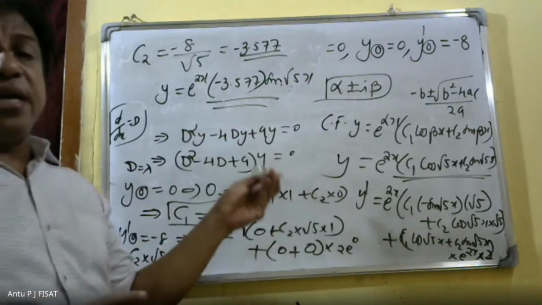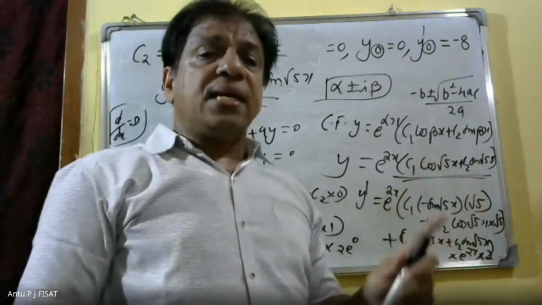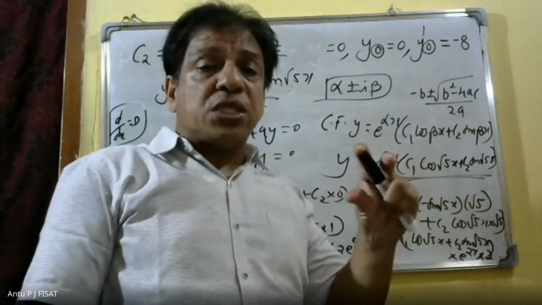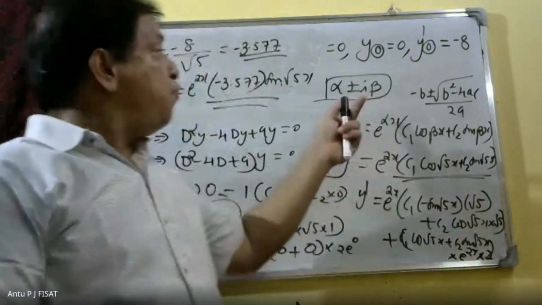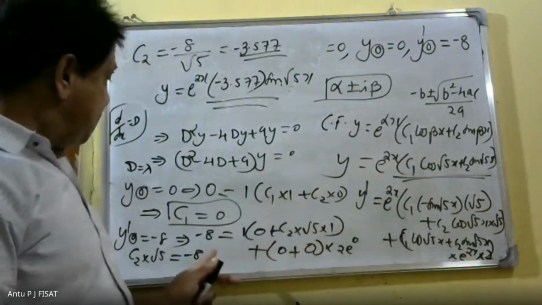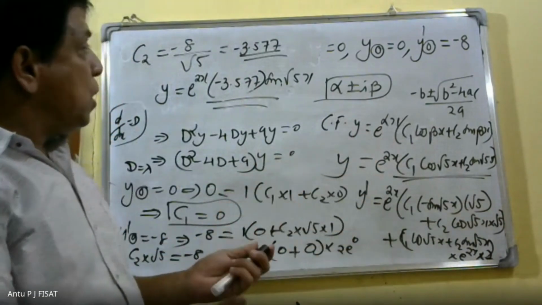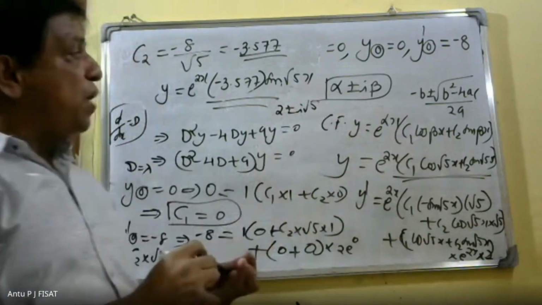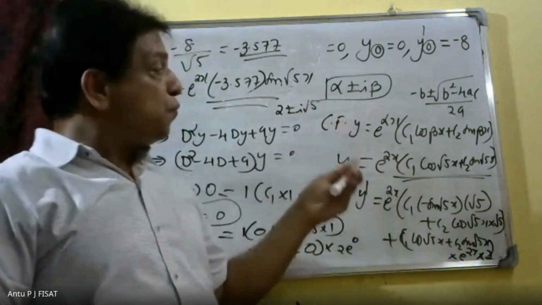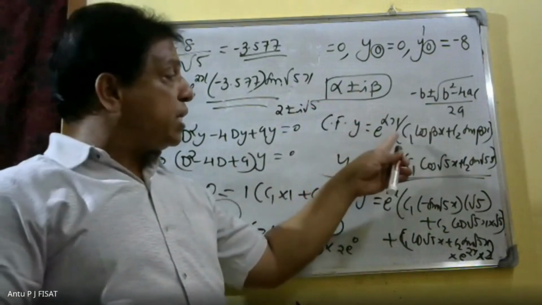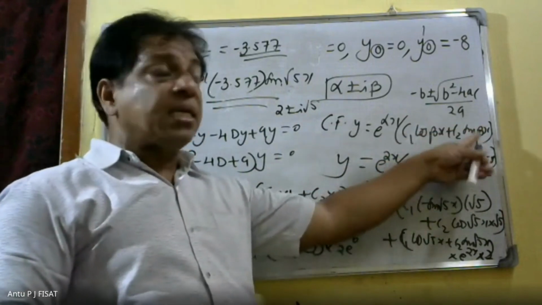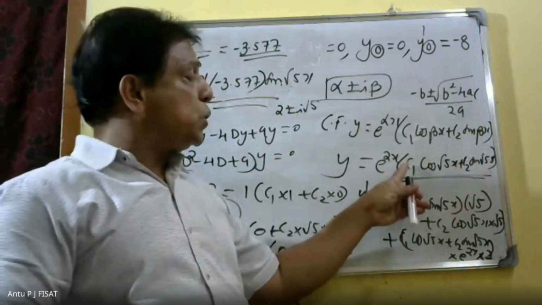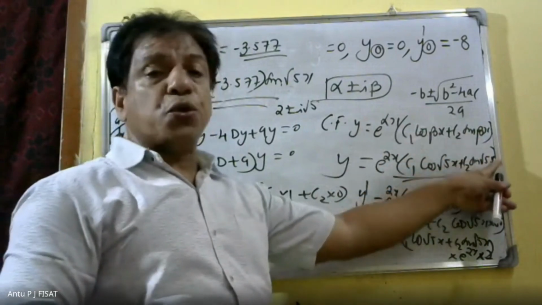In this case, we take the case as 3. In case 3, the roots are in the form of alpha plus or minus i beta, that is, the roots are imaginary. Our roots are 2 plus or minus i root 5. Therefore, alpha is 2 and beta is root 5. We write the solution as e raised to alpha x into c1 cos beta x plus c2 sin beta x, which gives e raised to 2x into c1 cos root 5x plus c2 sin root 5x.